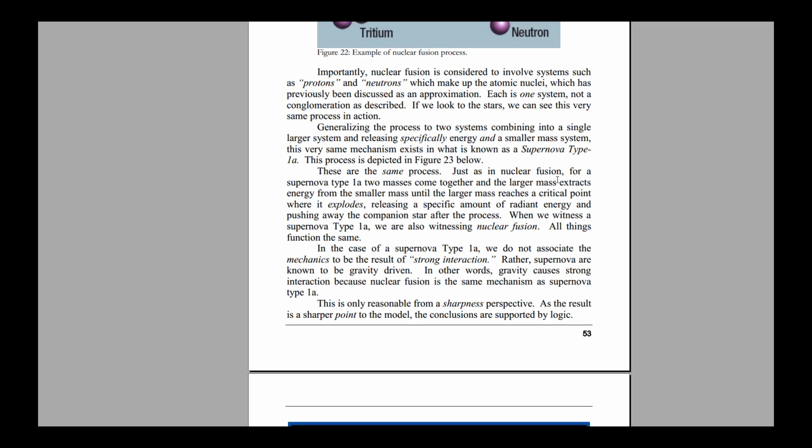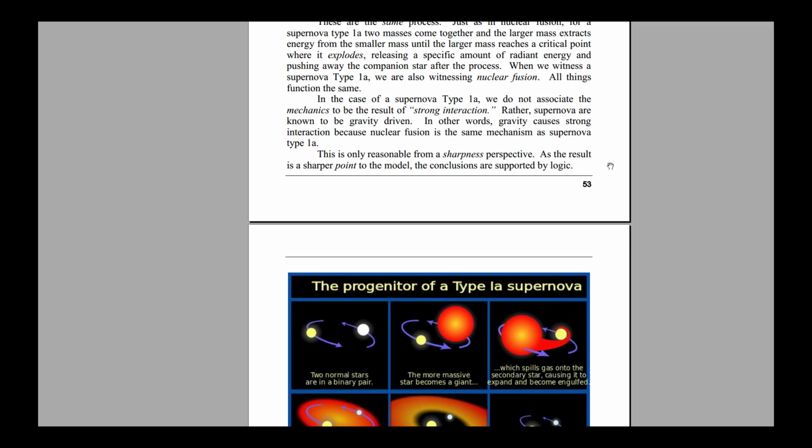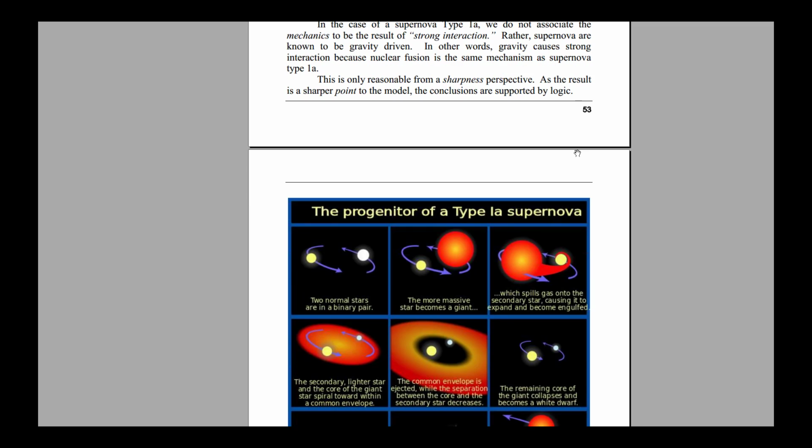In the case of a supernova type 1a, we do not associate the mechanics to be the result of strong interaction. Rather, supernovae are known to be gravity-driven. In other words, gravity causes strong interaction because nuclear fusion is the same mechanism as supernova type 1a. This is only reasonable from a sharpness perspective. As the result is a sharper point to the model, the conclusions are supported by logic.